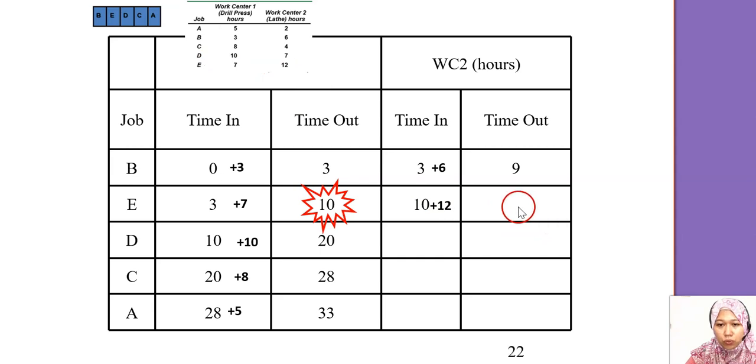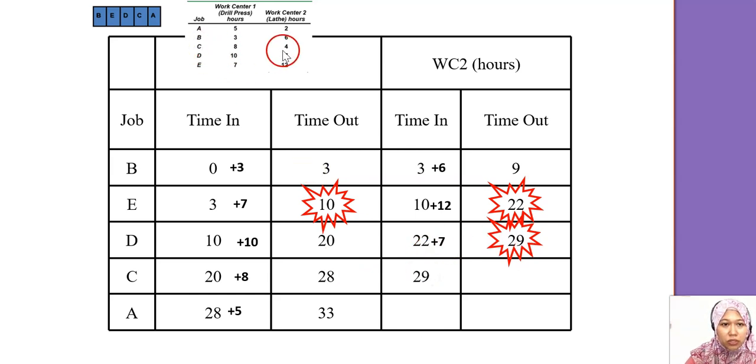Again, which number do we bring here? We need to check which one is the biggest: 22 and 20. We choose 22. So 22 plus D on machine 2, which is 7, is 29. Again, we need to check first: 28 and 29, which one is bigger? 29, so we bring 29 here. Then we look at C on machine 2, which is 4. 29 plus 4 is 33.